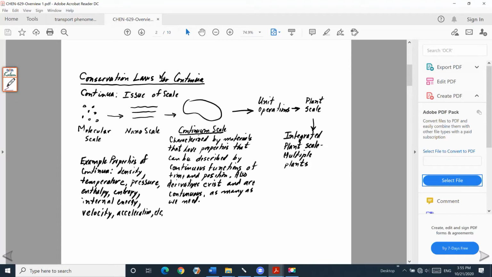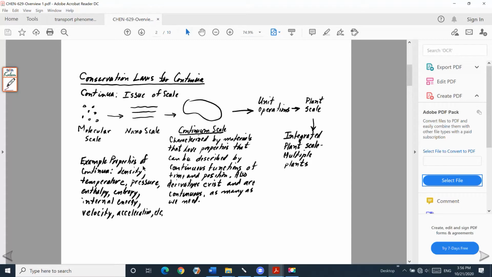So if we continue, in this course, basically what we are going to do, first of all, we will define the system and try to derive the conservation law for any system. The first scale, as we said before in the transport phenomena book, starts with the molecular scale, then we move to the nanoscale, then we can move to the continuum scale. So what is the continuum scale basically? It's characterized by materials that have properties that can be described by a continuous function of time and position. Also, the derivatives exist and are continuous as many as we need. We call this the continuum scale.